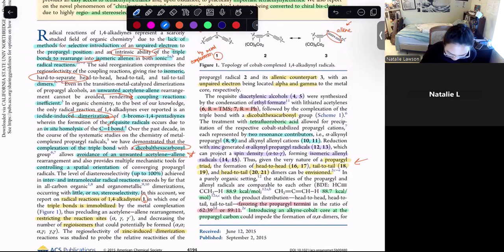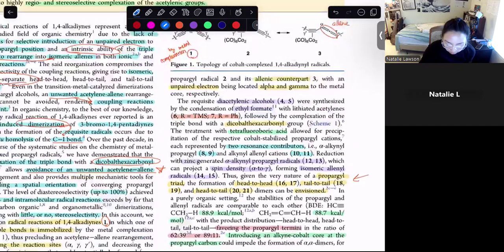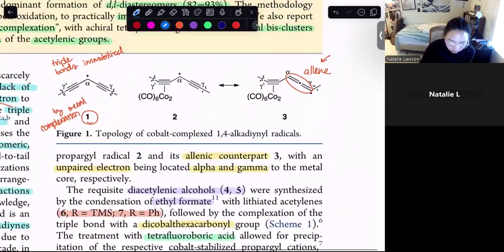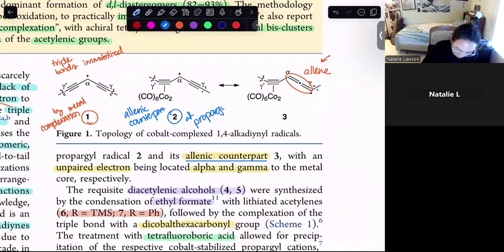its Lenic counterpart. So the regioselectivity of zinc-induced dimerization reactions was studied to probe the relative reactivities of the propargyl radical, which is 1, and its Lenic counterpart. Lenic counterpart of propargyl radical, which is this one.